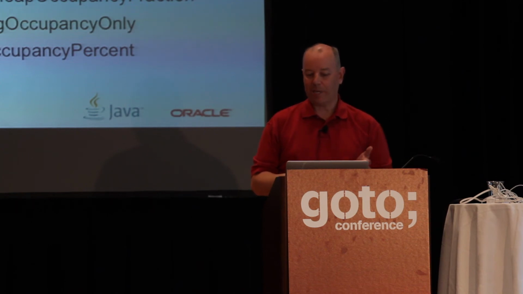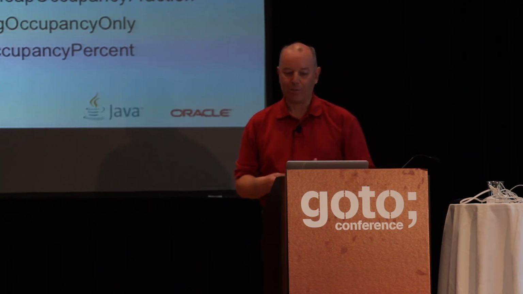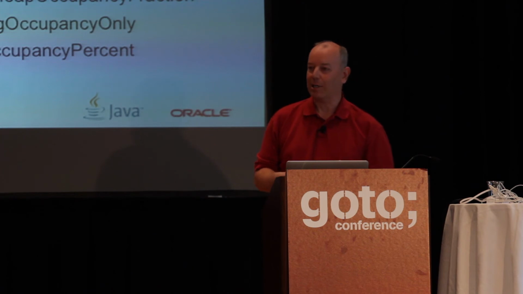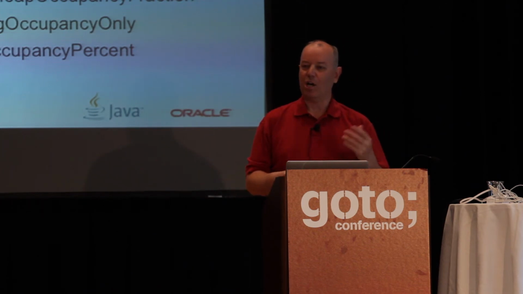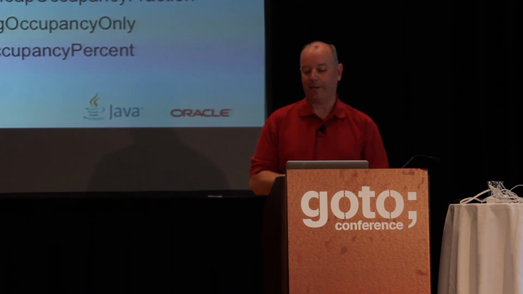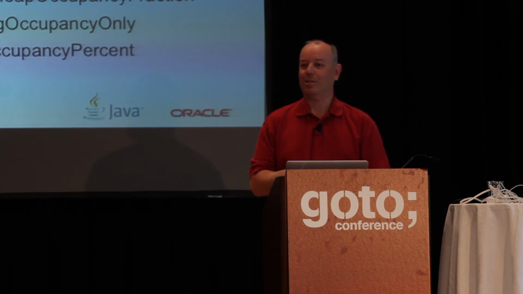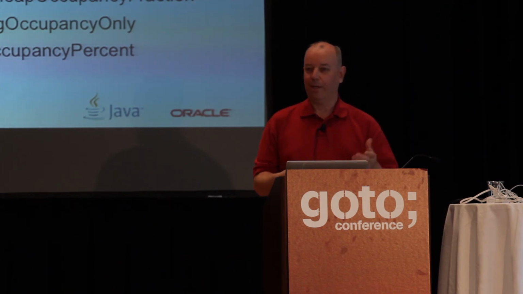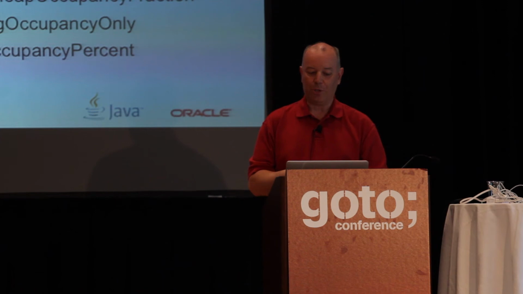In the HotSpot CMS GC, the way that you do this is you tune the initiating heap occupancy fraction. And I'd also suggest that you use the additional command line option UseCMSInitiatingOccupancyOnly, which says, I want you to always use this heap occupancy fraction as the threshold at which to start or trigger an old generation collection. In G1 GC, you would use the initiating heap occupancy percent.